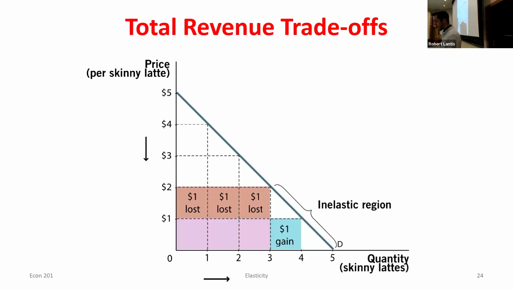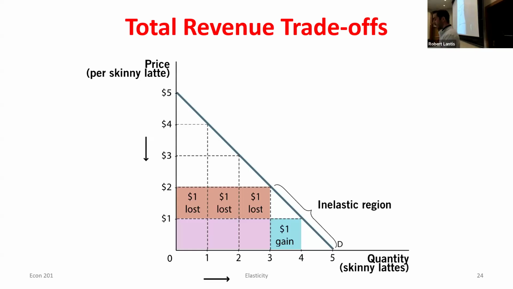So initially, when I'm in that elastic region, if I lower the price, or I think about it as moving between these 2 points, what's happening to my total revenues? They are increasing.